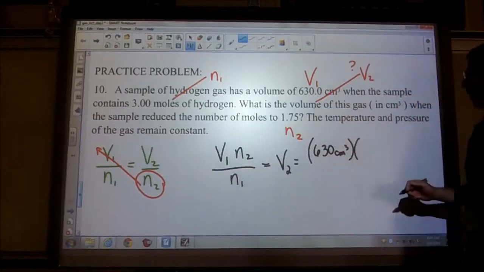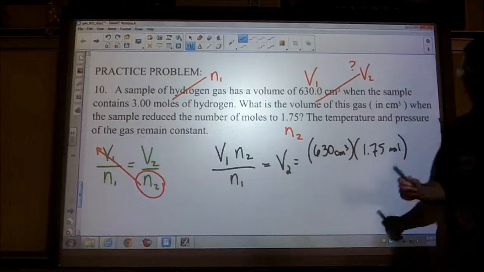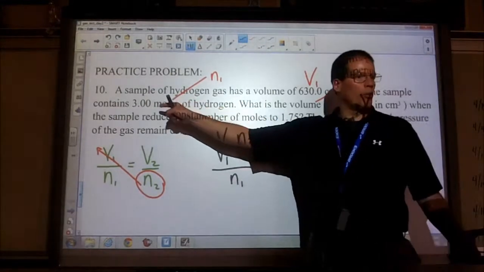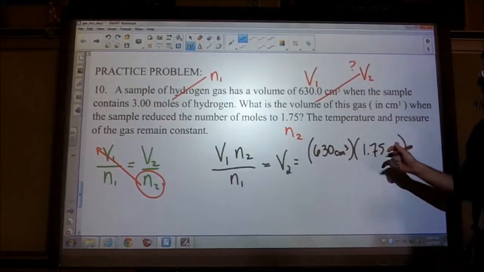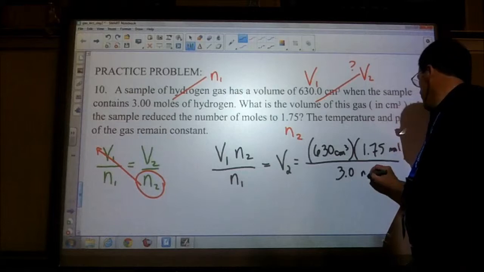N2, 1.75 moles. And again, that's one reason why you want to put the variables there, so you don't accidentally go, oh yeah, 3 was the first one that I saw, so I'm going to put it there. Don't do that. And then 3 moles.